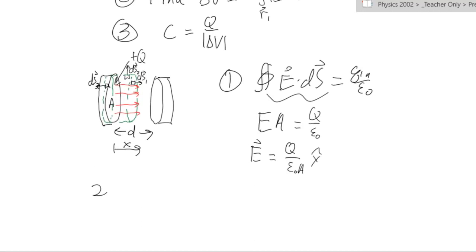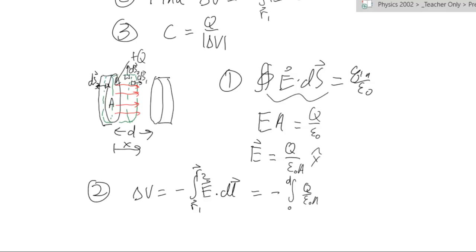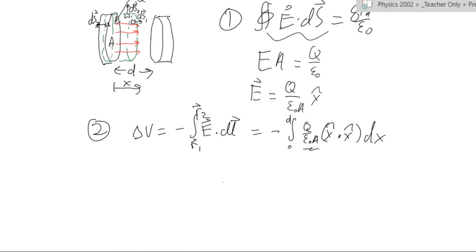Let's look at step 2. We want to calculate the difference in electric potential between these plates. So delta V is going to be equal to the negative integral E dot dl from r vector 1 to r vector 2. And this is going to be equal to negative integral from 0 to d of Q divided by epsilon naught A x hat dot x hat dx. This is just going to be a constant here, so the integral is rather straightforward. This says that this is going to be Q divided by epsilon naught A times d, and the magnitude of delta V is going to be this without a negative sign. So that's step 2 out of the way.